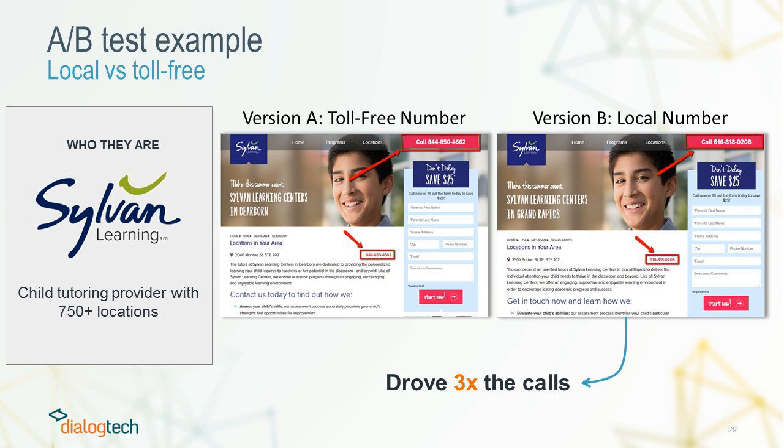For example, one of our clients, Sylvan Learning, did an A/B test. This one was a basic one, looking at toll-frees versus local numbers. And through this, they found that local numbers generated 3 times as many calls as toll-free numbers. And part of that is just, I see a toll-free number, I think I'm going to a call center. I see a local number, I think I'm talking to Mike down the street.